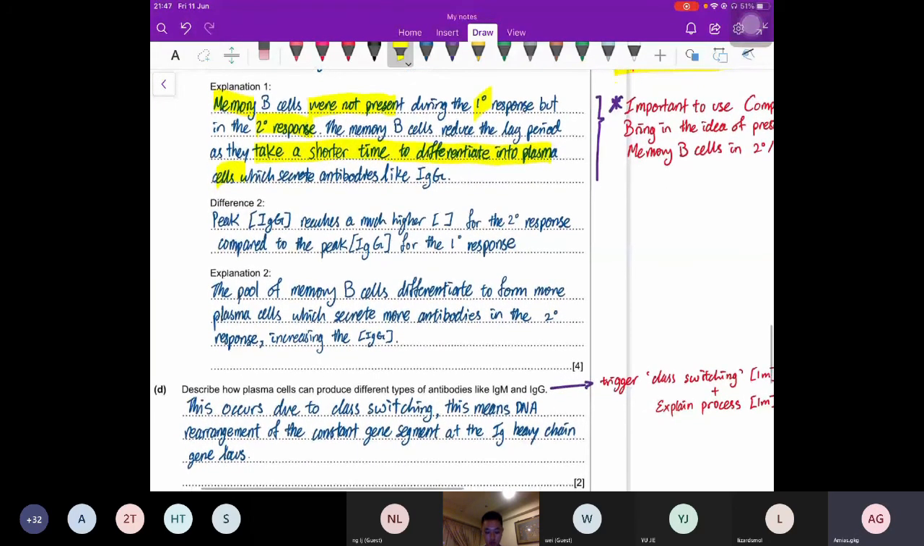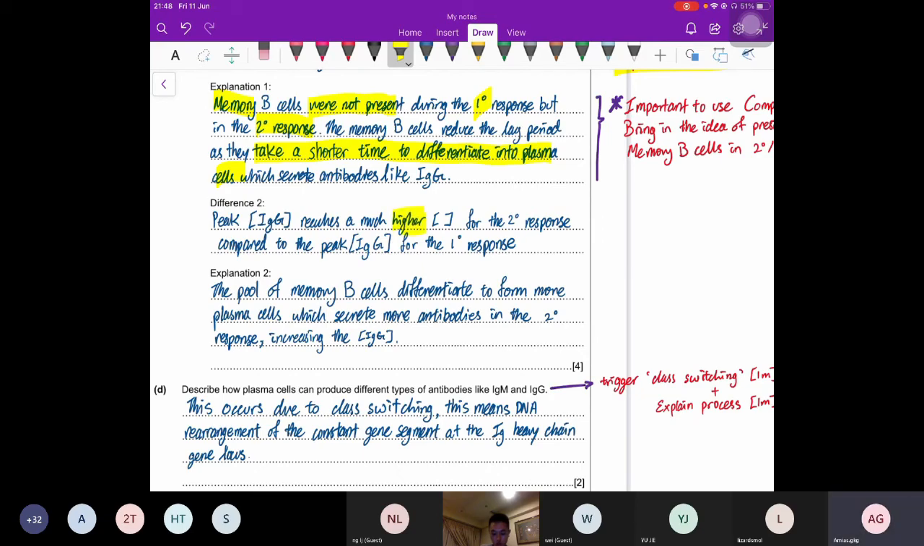So the first difference we're talking about is the reduction in lag period. The second difference is the peak concentration differences. So your peak concentration for your immunoglobulin G reaches a much higher concentration in the secondary response compared to your primary response. So again, we are talking about comparative words.